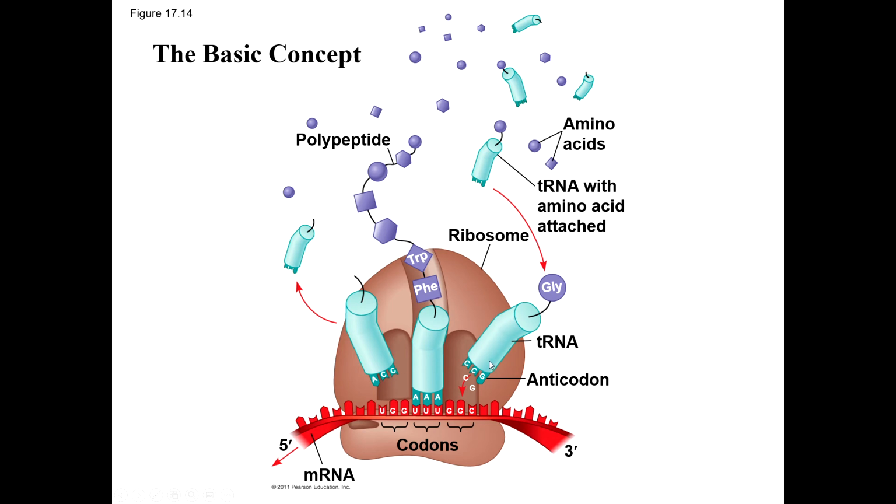So the reason we need 3 parking spots is because the incoming amino acids are going to come in here. They're going to offload their amino acid to the growing polypeptide chain, and then they move over and exit.